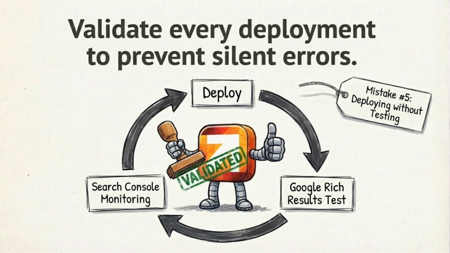Mistake number five, not validating after implementation. You implement schema, you deploy, you move on. Three months later, you discover it's throwing errors in Search Console because a field was formatted incorrectly or a required property is missing. Build validation into your deployment process. Google's Rich Results Test is free and takes 30 seconds, give or take.